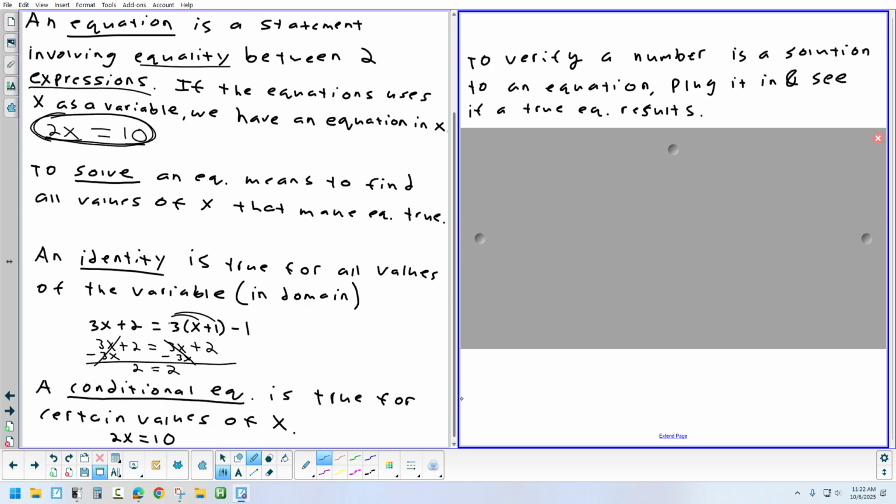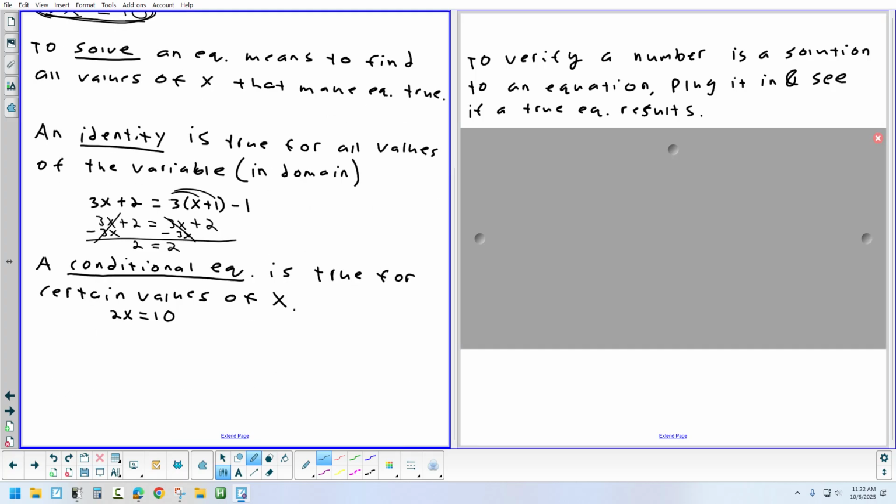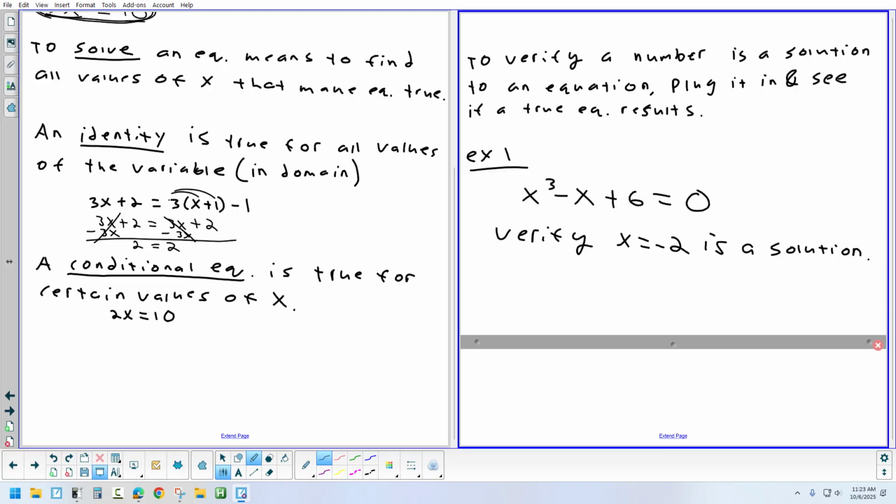All right, so what they might have you do on some problems is check your solution or verify. If they ask you to verify a number as a solution, you just take the number that they give you and you substitute it back in. And you see if you get a true statement. So that's going to be the first one we do. It's going to be a verify. So they want us to verify that -2 is a solution.